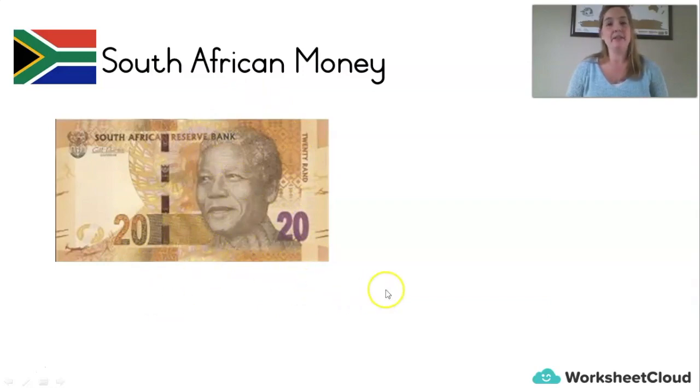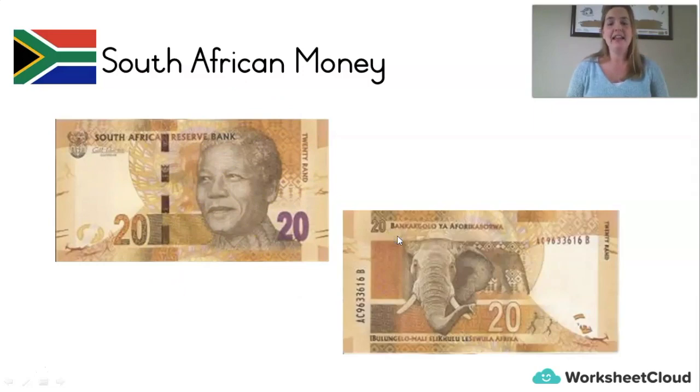And on the back of that note we'll find, can you guess the animal? An elephant. Yes, we had a rhinoceros on the 10 Rand note and an elephant on this one. What color was the 10 Rand note? Green. And what color is this one? Kind of a goldy, yellowy, orangey color, browny color even. You're going to have to color in these notes for your activity after the lesson, so take note.